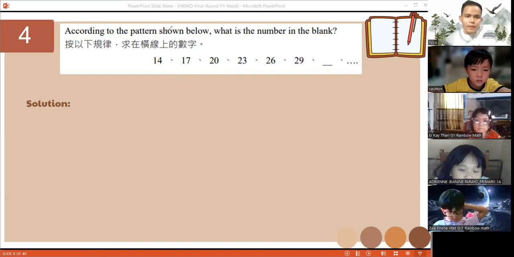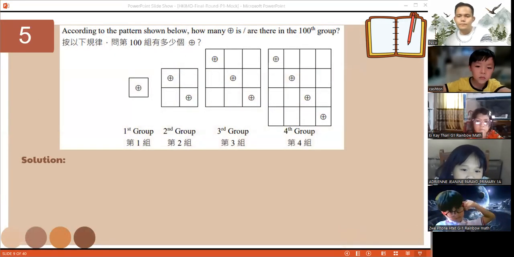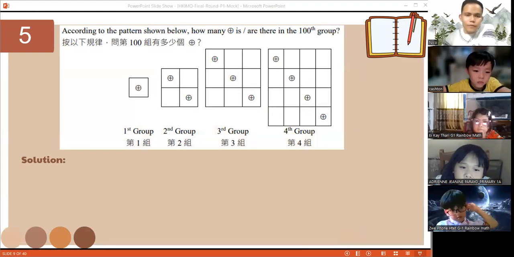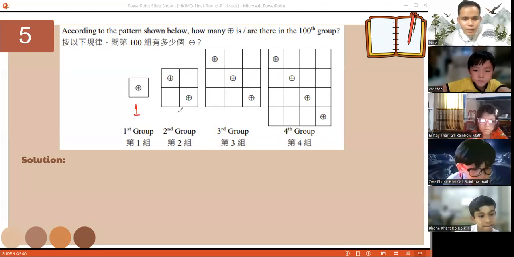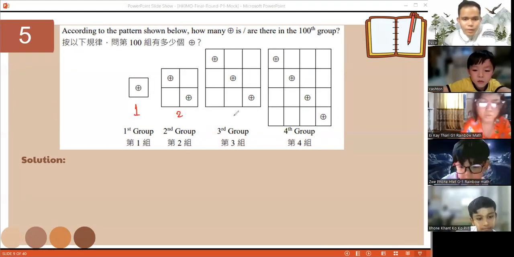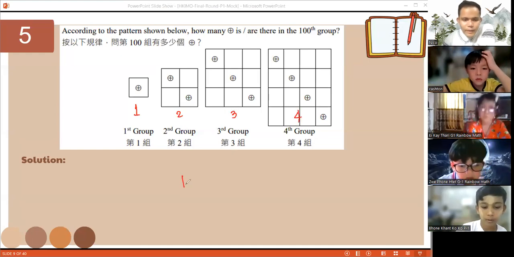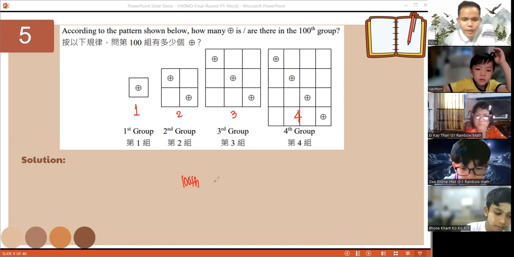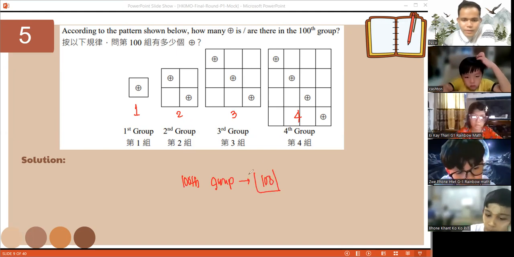Okay, let's have number 5. So for number 5, it's also very easy. If you notice on the first group, there is 1 of this figure. On the second group, there are 2. On the third group, there are 3. On the fourth group, there are 4. So automatically, when you are on the 100th group, that will be 100 of that. So the answer is just 100.